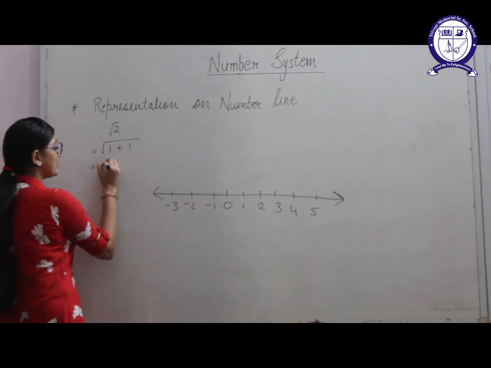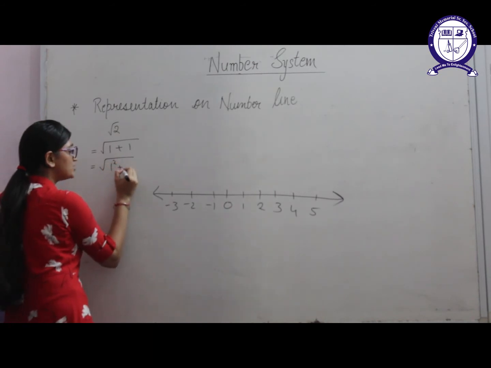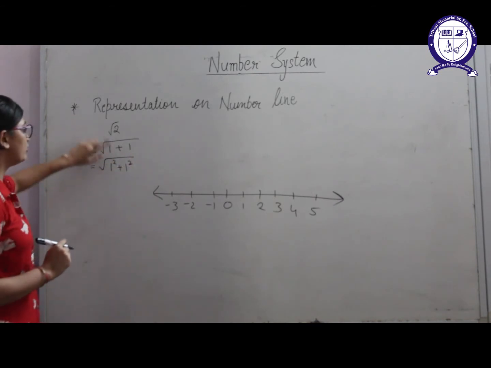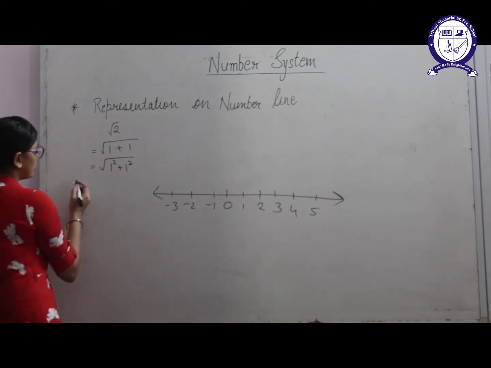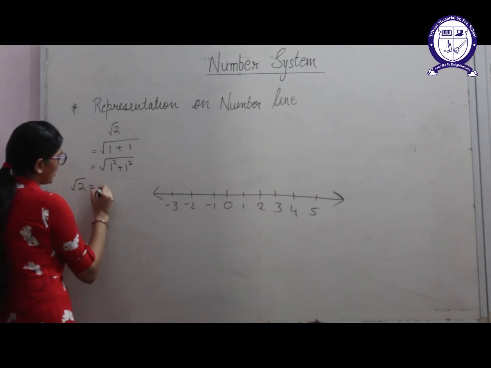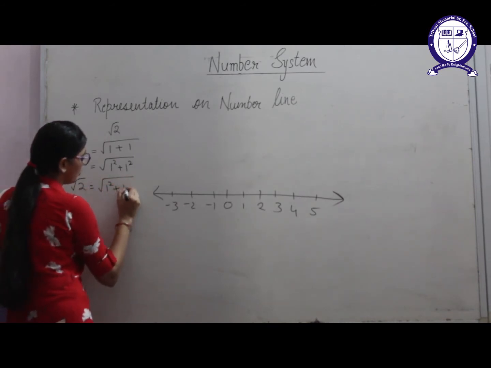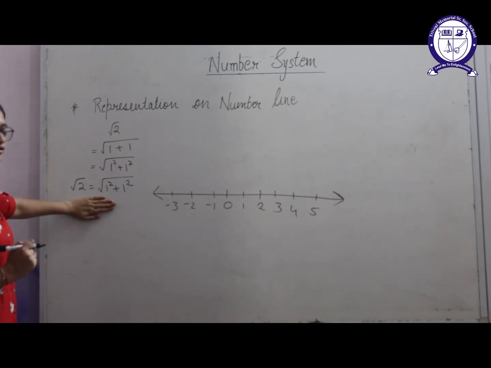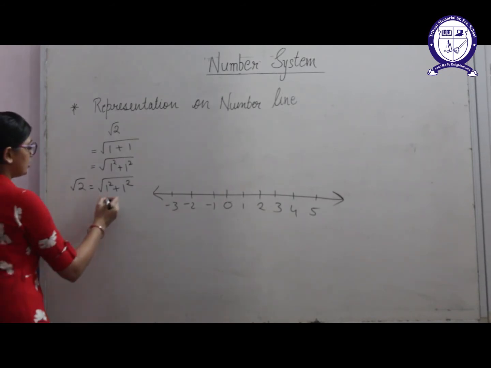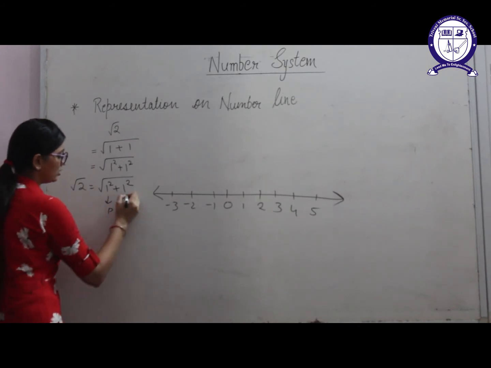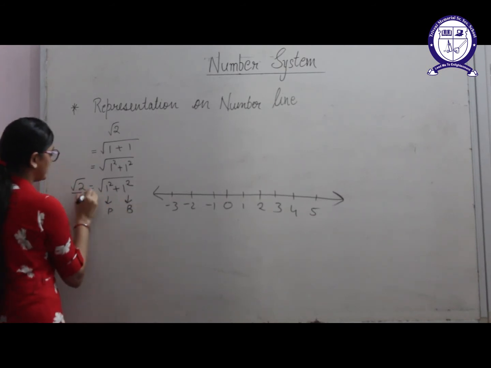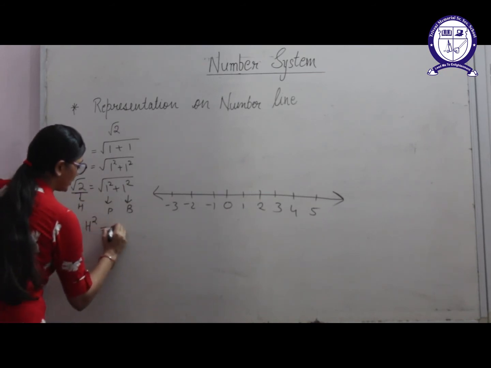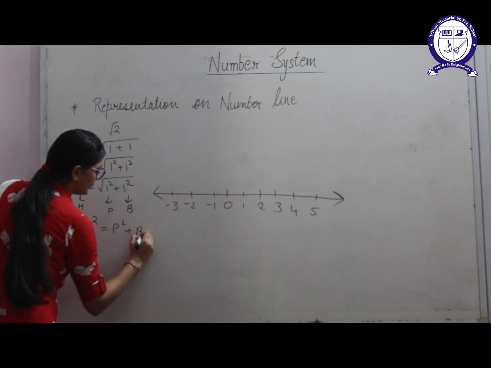Now we can write it as 1 squared plus 1 squared, because 1 squared will be 1 again and 1 squared will be 1. So we will get root 2. Looking at it, root 2 equals under root 1 squared plus 1 squared. It is the form of the Pythagoras theorem. You can see that this will be our perpendicular, this will be our base, and this is our hypotenuse. Right? The Pythagoras theorem is h squared equals p squared plus b squared.